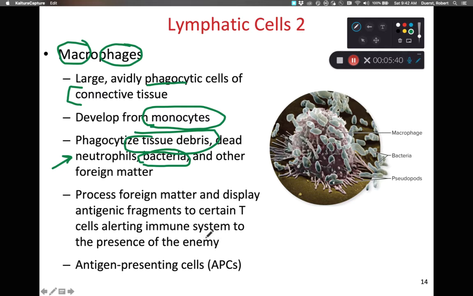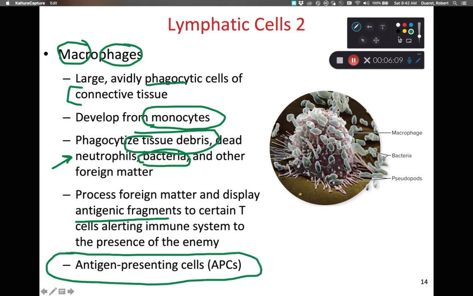take bits and pieces of that foreign matter, called antigenic fragments, put it on the surface of its cell membrane, and then display those antigenic fragments to a kind of T lymphocyte to alert the immune system of anything that may be in there that potentially is a problem. Because these macrophages display antigenic fragments or bits and pieces of the bacteria and viruses that it comes in contact with, these macrophages are referred to as a kind of APC, antigen presenting cell.